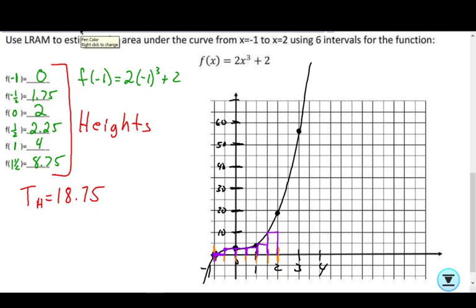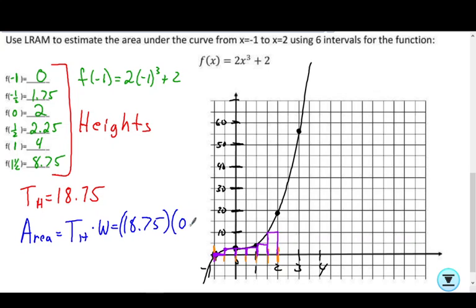Okay, so when you add up all 6 of the heights, that's your total height. Again, your area is your total height times the width, which is 18.75 times 0.5, which means my area is 9.375.